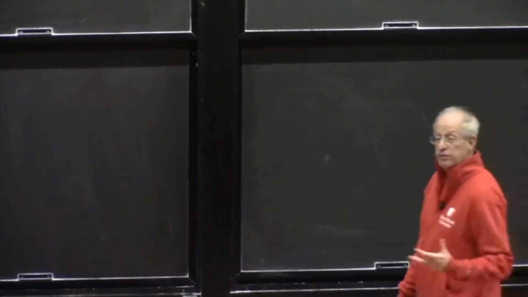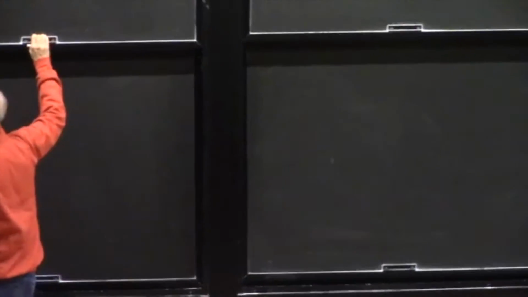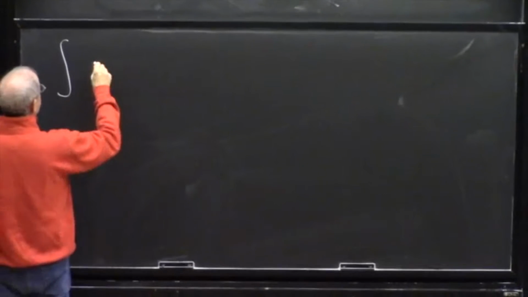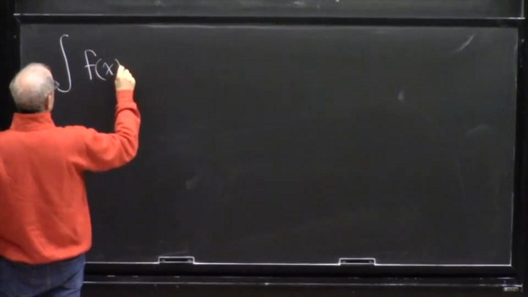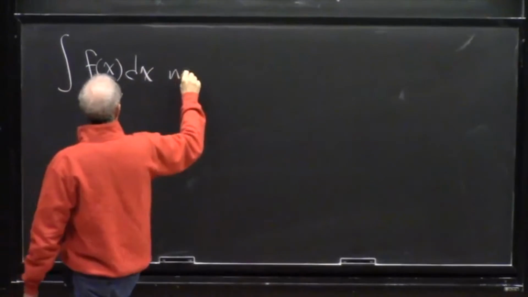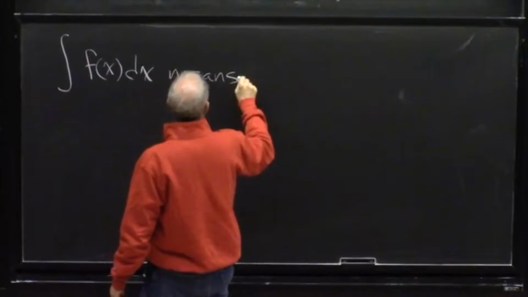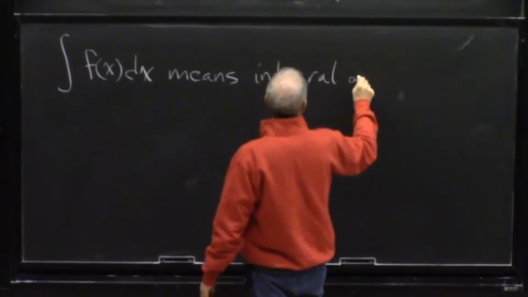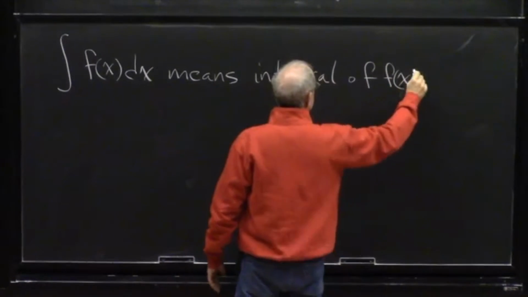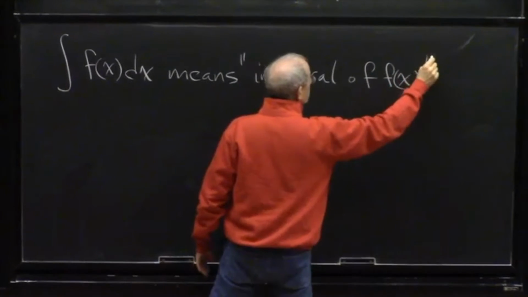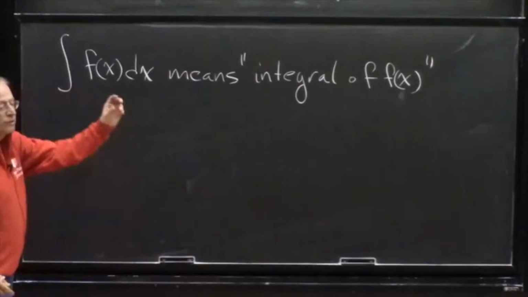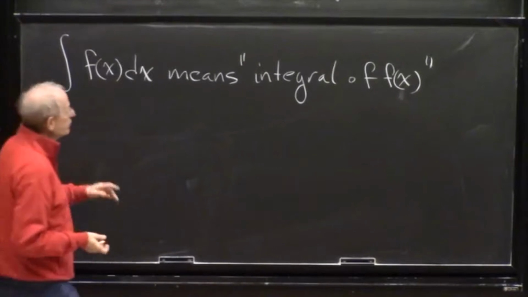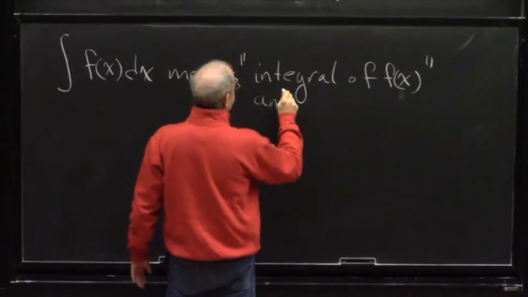So the symbol for antiderivative that we're going to use is the integral symbol. This symbol means the integral of f of x. An integral and antiderivative, as far as we're concerned for now, we use interchangeably. So we could also say it's the antiderivative.